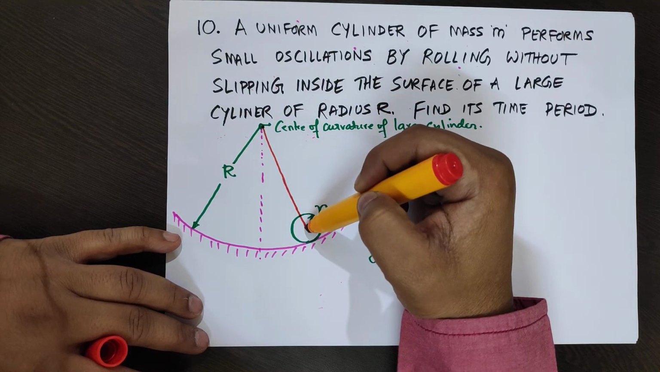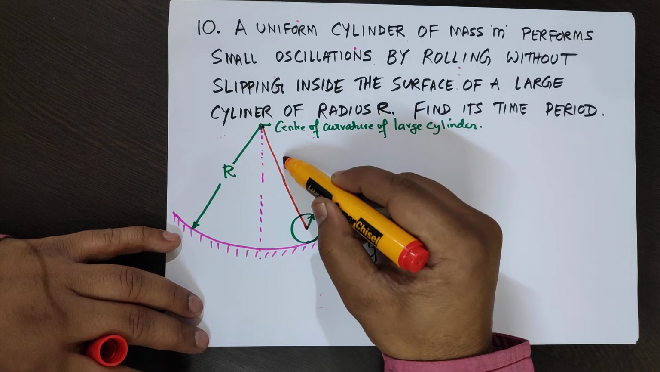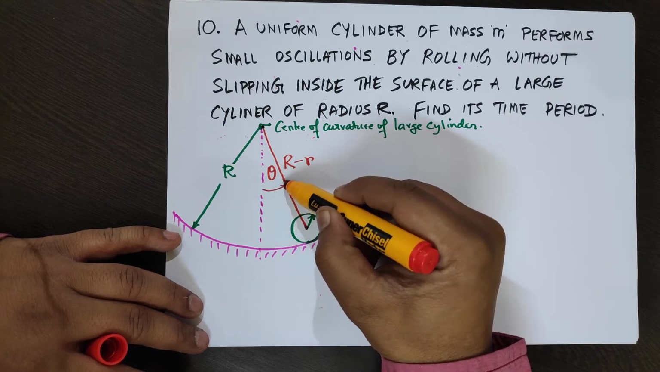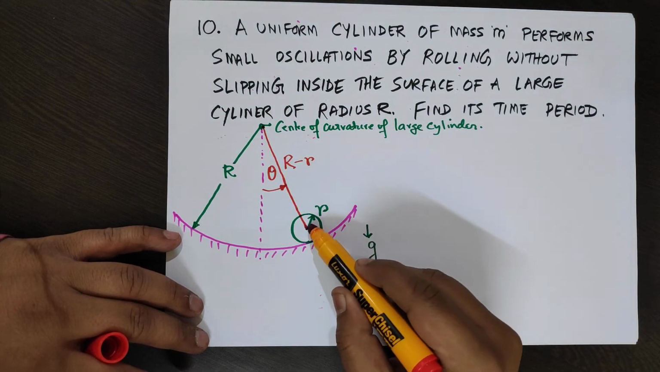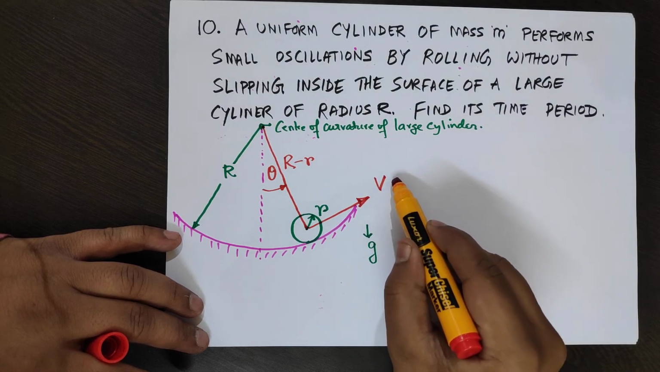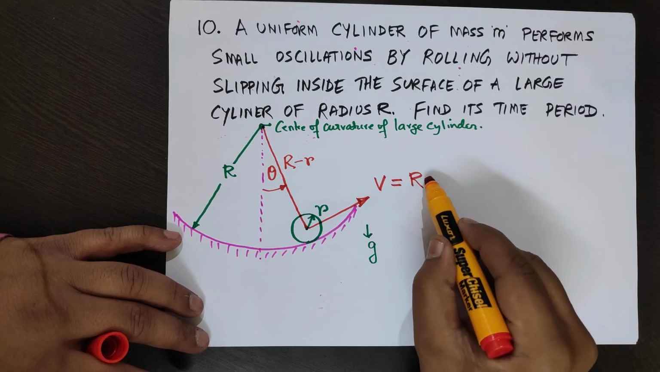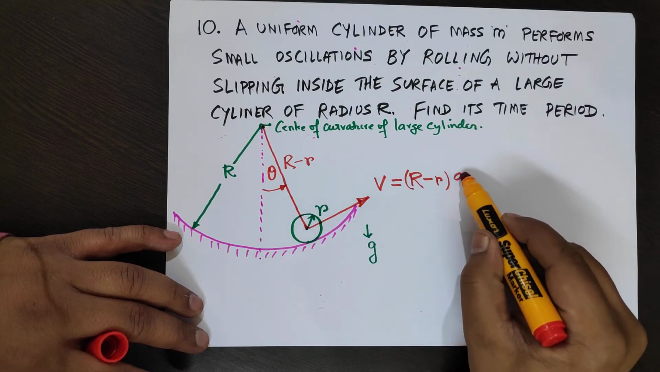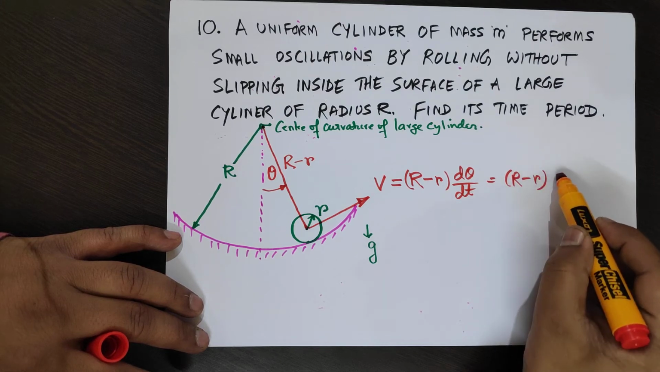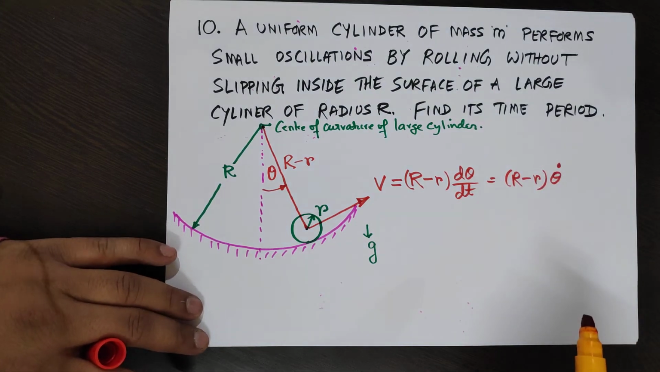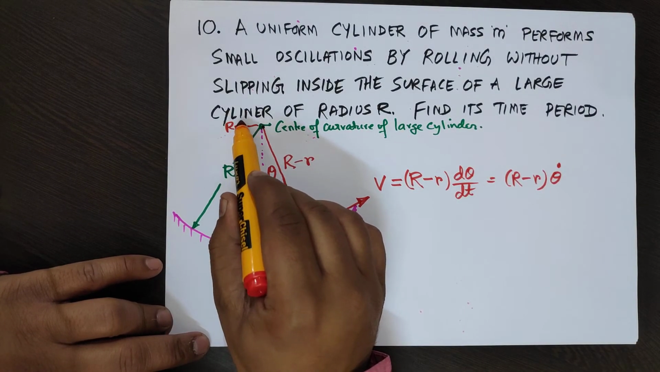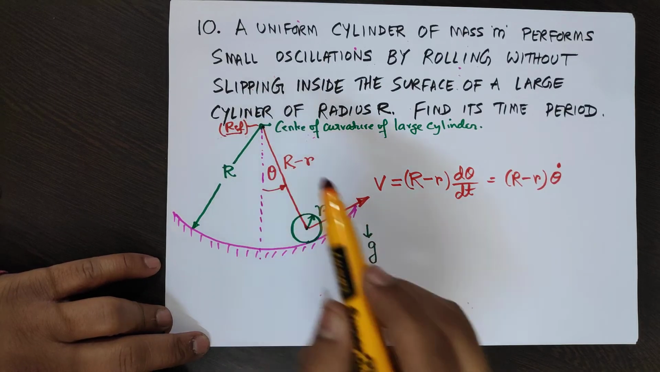So this distance is R minus small r, and this angle is theta. So these are angular oscillations. The velocity of the center of mass of the cylinder, v, equals (R minus small r) into d theta by dt, or we can write (R minus small r) into theta dot. Also, the center of curvature we can take as a reference for calculating gravitational potential energy.